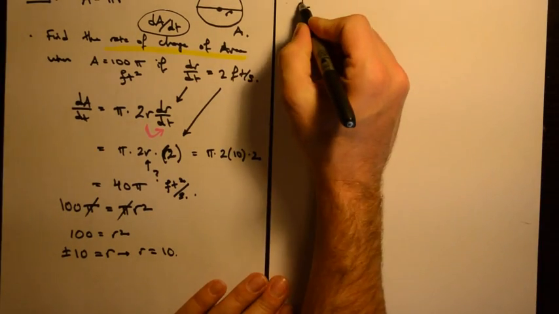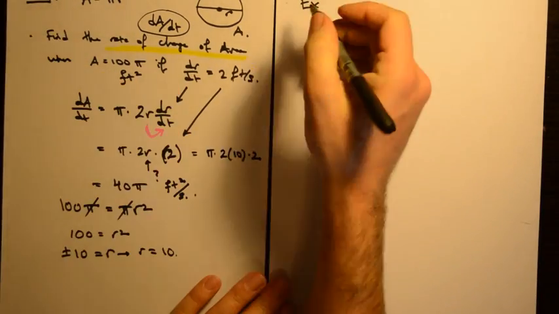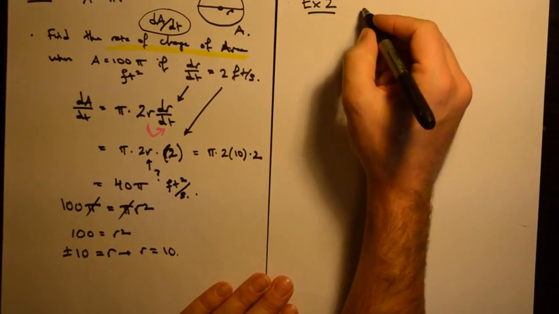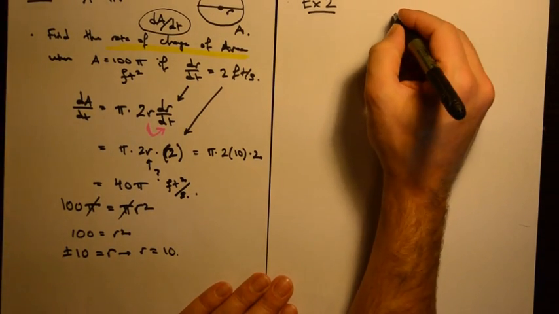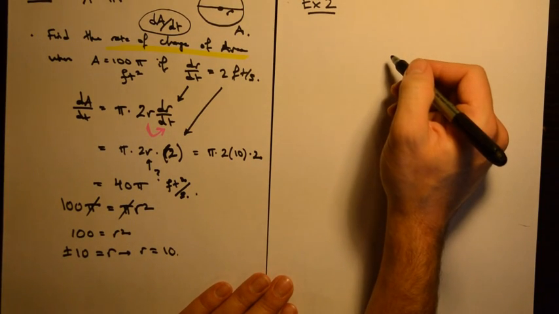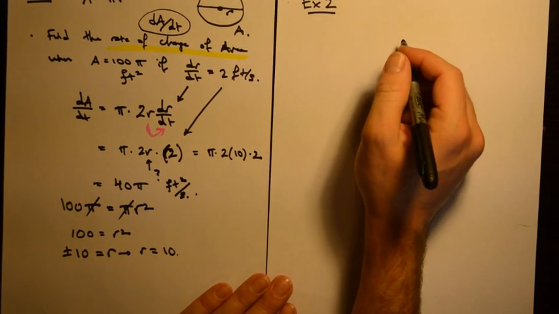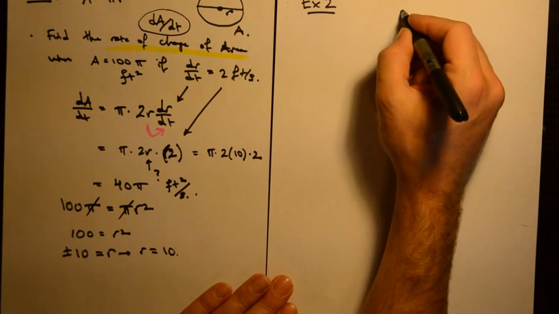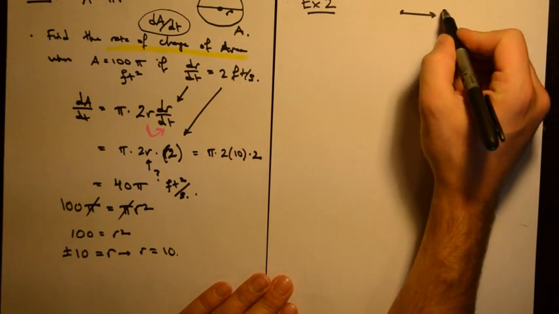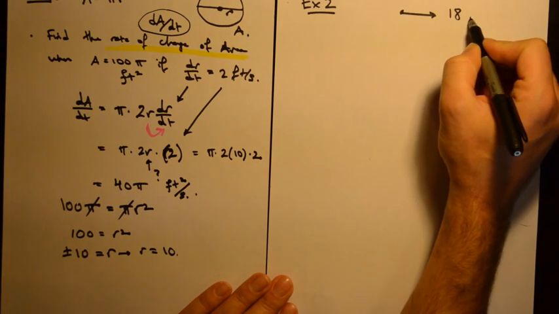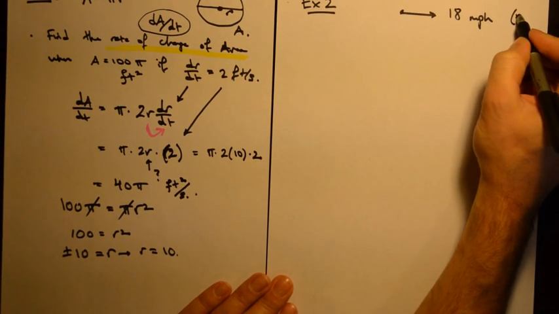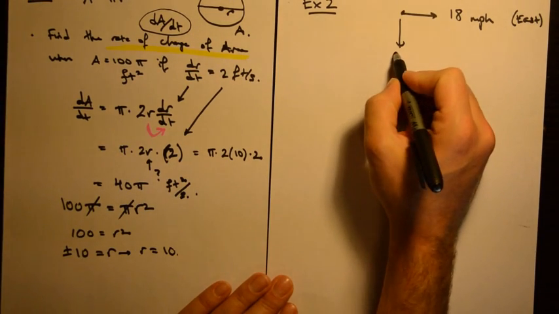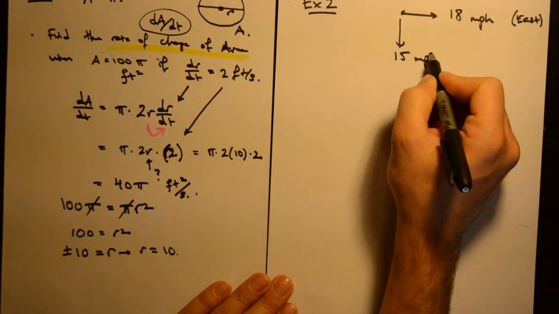So for our next example, let's say this one was of easy difficulty. Now we'll look at one more medium difficulty. Suppose you have two bicyclists and they're riding away from each other in orthogonal directions. So usually they'll say like one's going south and one's going east. For example, we could say the one bicyclist is going east at a rate of 18 miles per hour, and the other one is going south at a rate of 15 miles per hour.